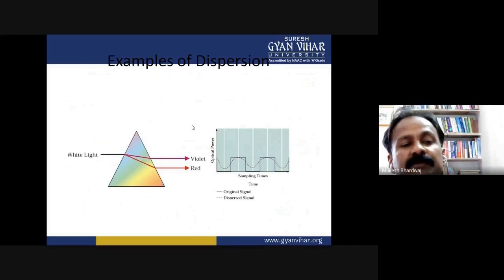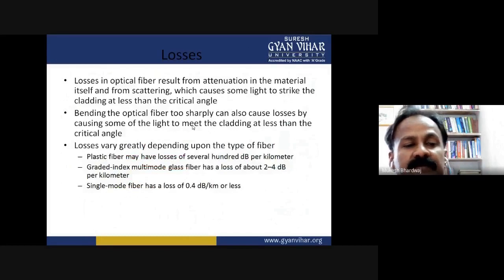Outside vapor phase deposition or chemical vapor phase deposition method, modified chemical vapor deposition MCVD method, and one of the most important fiber optical fabrication processes is plasma activated chemical vapor deposition, PCVD, and the other one is the vapor axial deposition method.